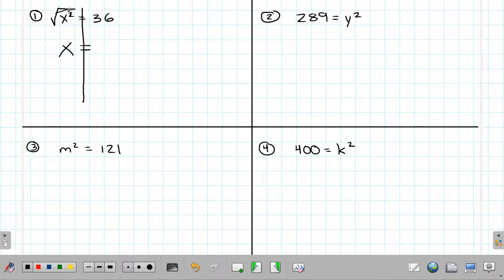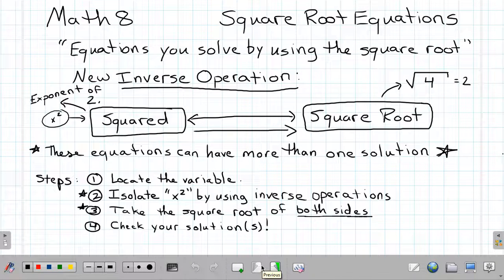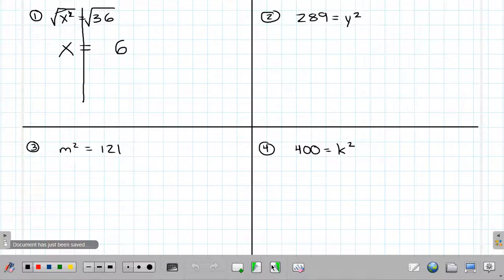But here's the deal. If we square root this side, we've got to square root the other side. So in this case, the square root of 36: we're asking what number times itself gives you 36. If you know your times tables, you would probably say the answer is 6, and you would be correct for one of the answers. But if you remember what I said a second ago, these equations can have more than one solution, and I gave you a big hint that all these equations should pretty much have 2 solutions.